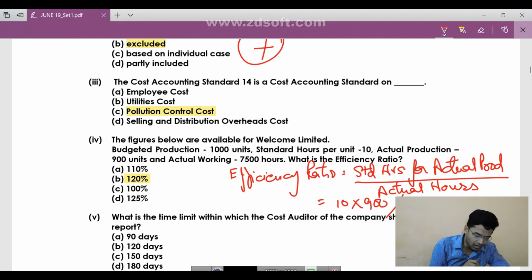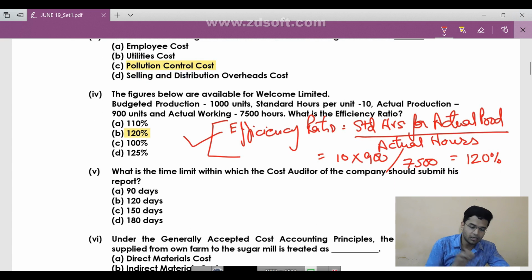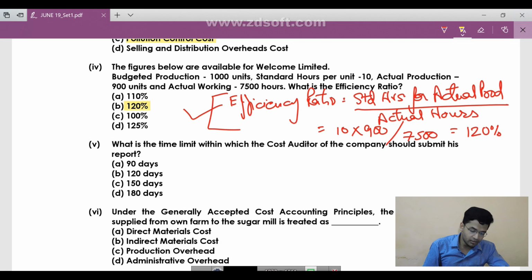Guys, in 1 mark where justification is required, you have to write the formula and the computation in the 1 mark. 1 mark will be for answering the right question answer. Okay, what is the time limit within which cost auditor of the company should submit his report?